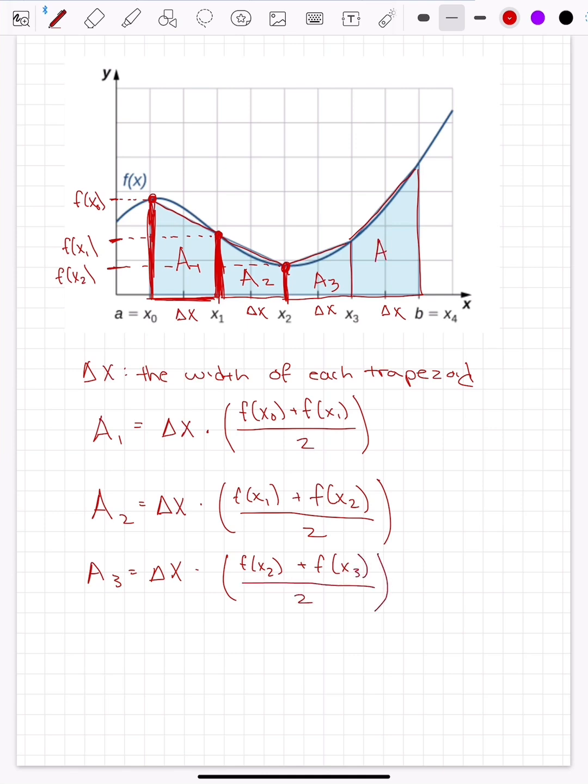And last but not least, A4 again has the same sub-interval width, and the two sides it uses are whatever the height is at x3, and whatever the height is at x4.